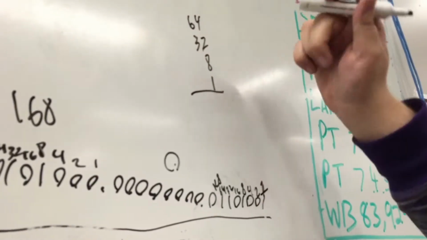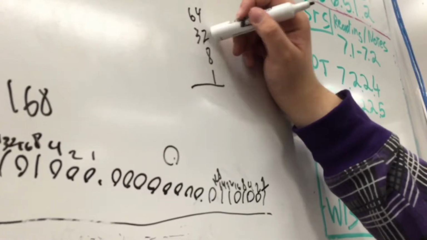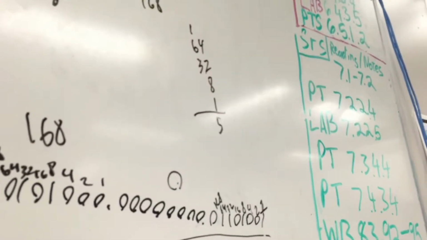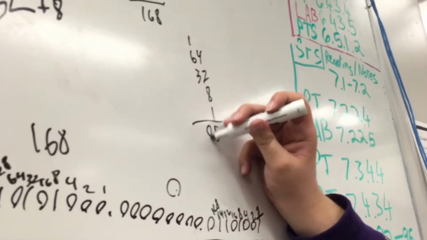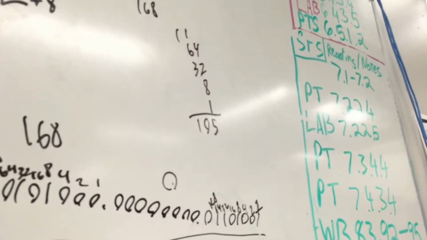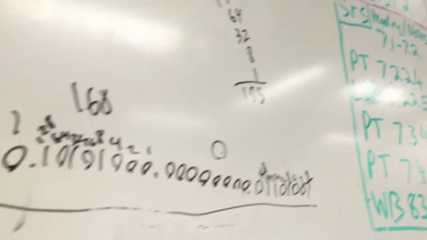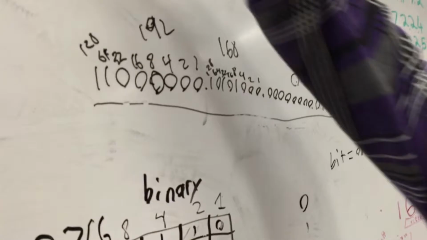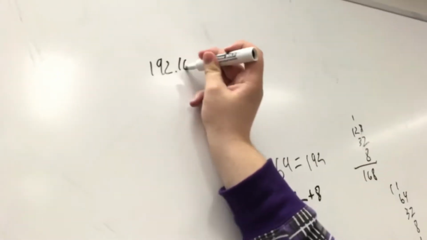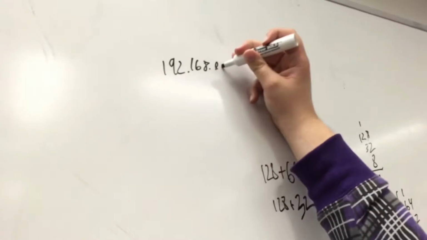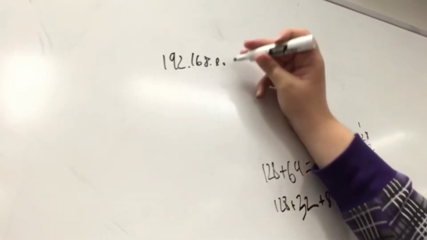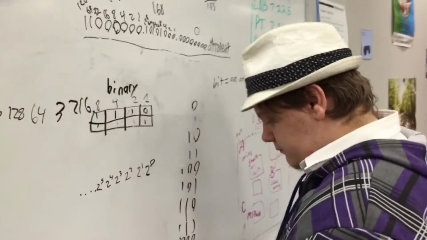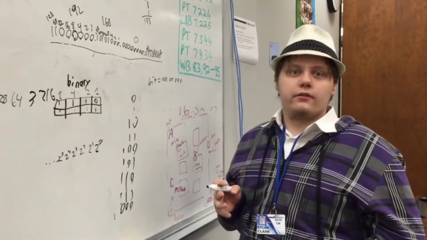That makes this number 105. So this written out in decimal, or base 10, would be 192.168.0.105. That's my name. See? It's not as hard as it looks.